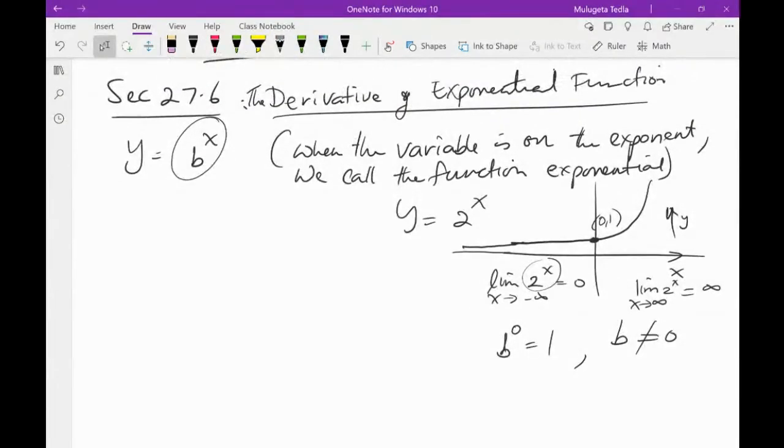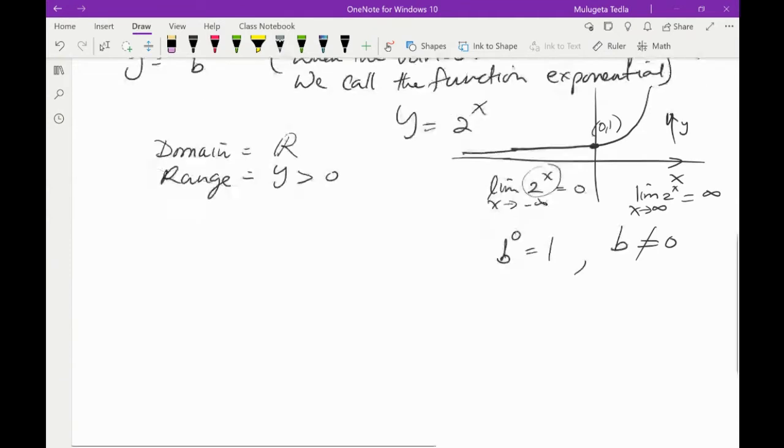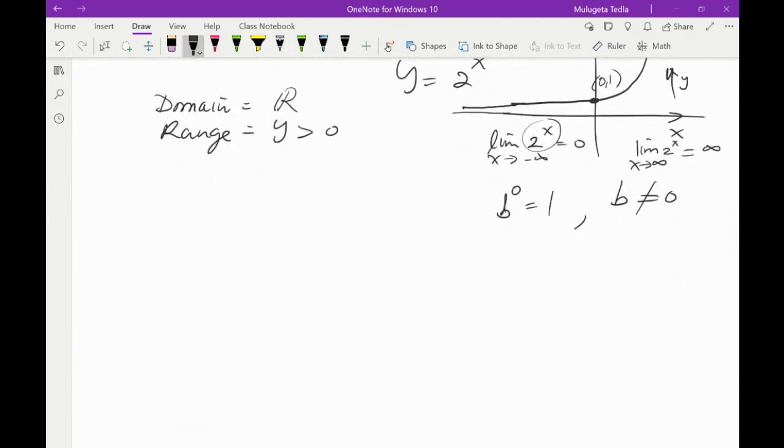All right. So we are interested in finding the derivative, not the function, you know. Of course, the domain is what x can be, the set of real numbers. The range is what y can be. Y is always greater than 0. It cannot even be 0. It's always positive. Any exponential value is always above 0. That's why we have the graph above the x-axis. Okay, now back to the derivative.